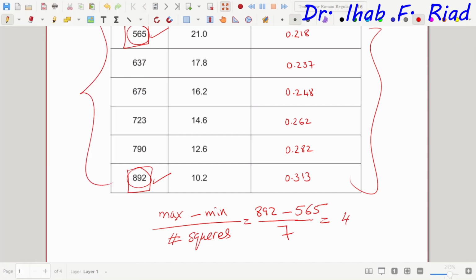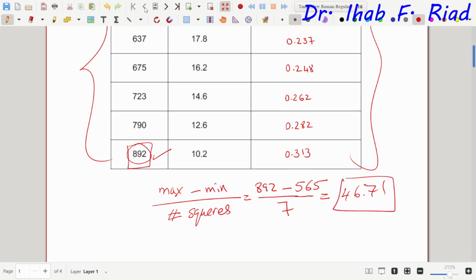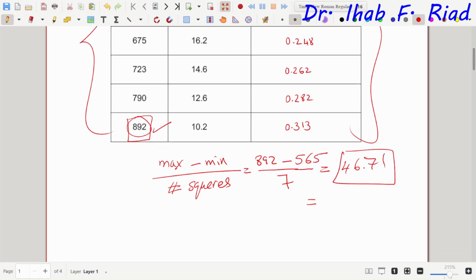We get 46.71. So we round it up to the next good scale. A good scale is typically multiples of 1, multiples of 2, multiples of 5, multiples of 10, multiples of 100, 200, and so on and so forth. Okay, multiples of 50s. So a good scale on the x-axis should be something like 50.